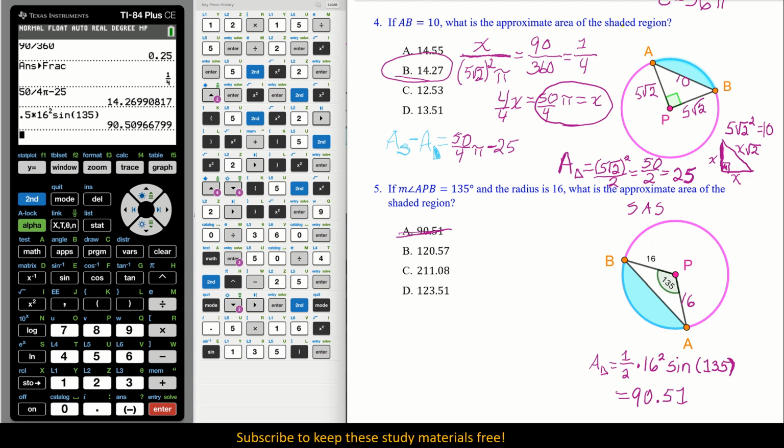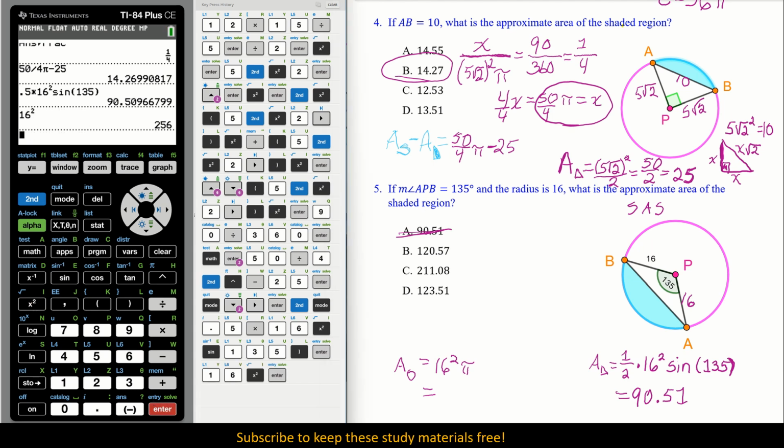Now I need to use the formulas that I know to get the area of that sector. Okay. So, and we also need the area of the circle. Oh my God, there's a lot of working parts here. So area of our circle equals what? 16 squared pi, pi r squared. And that just so happens to be, well, 16 squared, that's 256 pi.